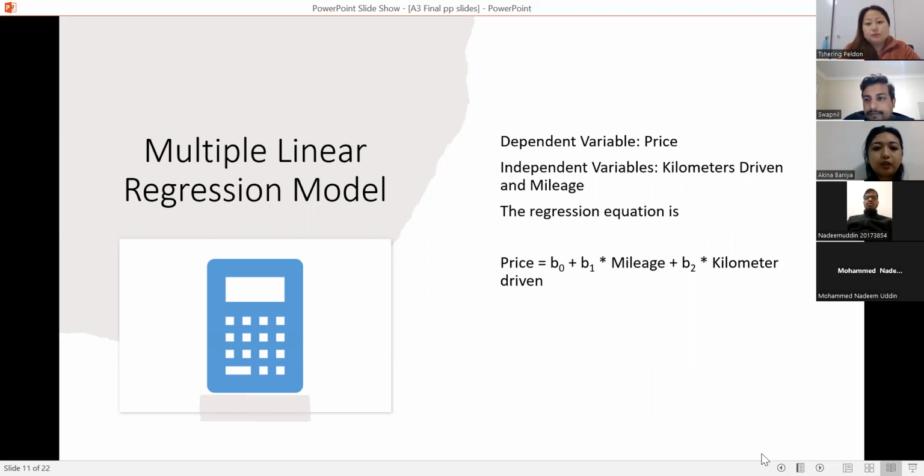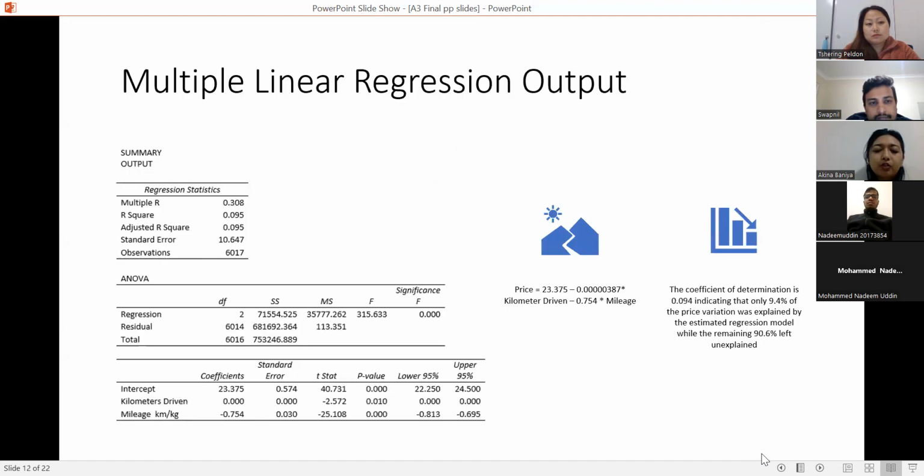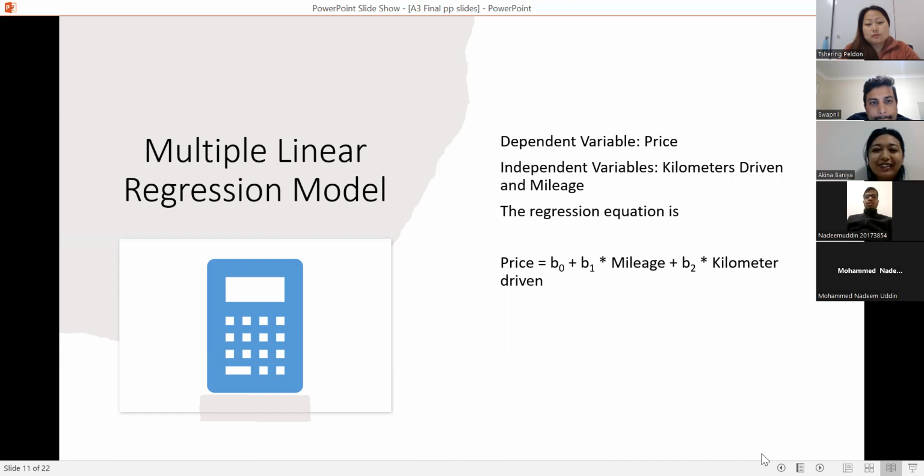Yep. Thank you, Tanvir Swapnil. Myself, Akil Bania, with student ID number 20173831. The multiple linear regression model. Here, the dependent variable is the price and the independent variables are mileage and kilometers driven. The regression equation is price equals B0 plus B1 into mileage plus B2 into kilometers driven. B0 is the intercept, which indicates the price when both mileage and kilometers driven are 0. B1 is the coefficient of mileage and B2 is the coefficient of kilometers driven.